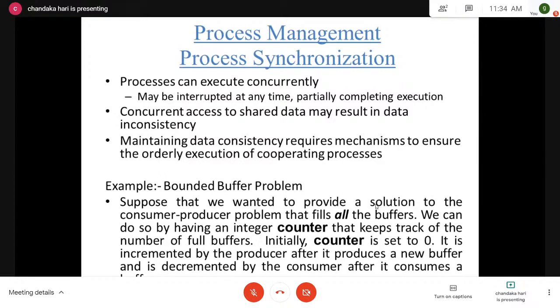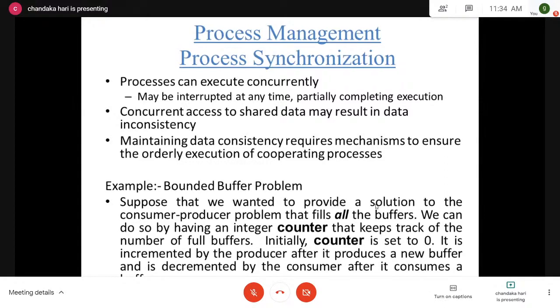Let us take an example. If my buffer size is 50, then if counter is equal to 0, the buffer is empty. If counter is equal to 50, then my buffer is full. Now suppose initially my counter value is 5. That implies the number of items in the buffer is 5. If the producer produces one item into the buffer, the counter value is incremented by 1. Now it becomes 6. After that, the consumer consumes one item from the buffer, and the counter value is decremented.